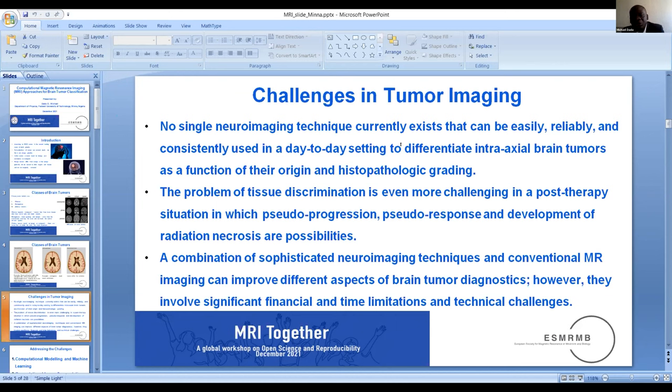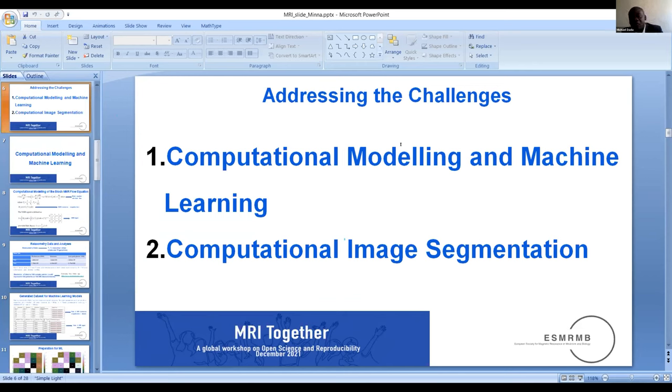It's true that we have a lot of complicated neuroimaging techniques that are currently being used together with conventional MRI. But the challenge is that some of these methods are actually costly. I would like to use my institution as an example. We suffer a lot from funding, so even if we wish to conduct diagnosis of this nature, it is very difficult because of our funding status. So now we have two methods that I would like to introduce in this talk, our proposed methods for addressing these challenges.